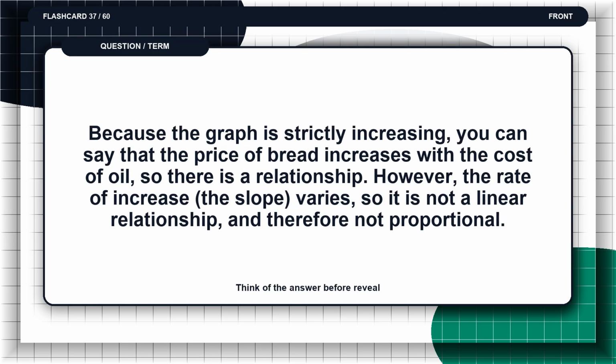Flashcard 37. Because the graph is strictly increasing, you can say that the price of bread increases with the cost of oil, so there is a relationship. However, the rate of increase, the slope, varies, so it is not a linear relationship, and therefore not proportional. Think of the answer before the reveal.